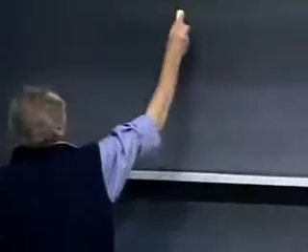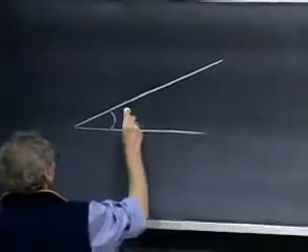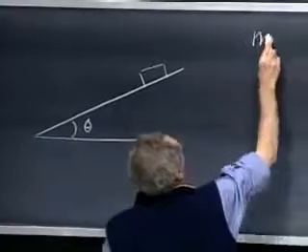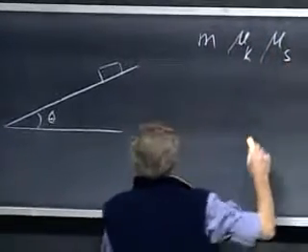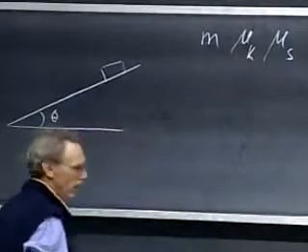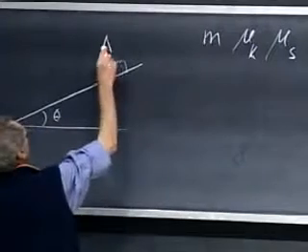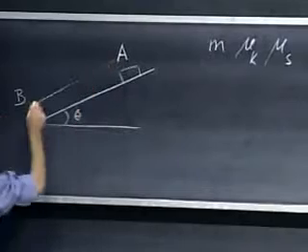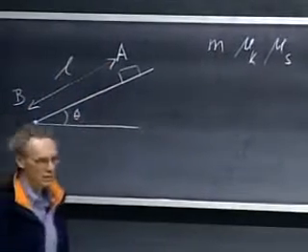Let's start with a simple example of an incline at an angle theta. I have here an object of mass m. The kinetic friction coefficient is mu k, and the static friction coefficient equals mu s. This point here, let that be point A, and let the bottom of the incline be B, and let the distance between them along the slope be L.